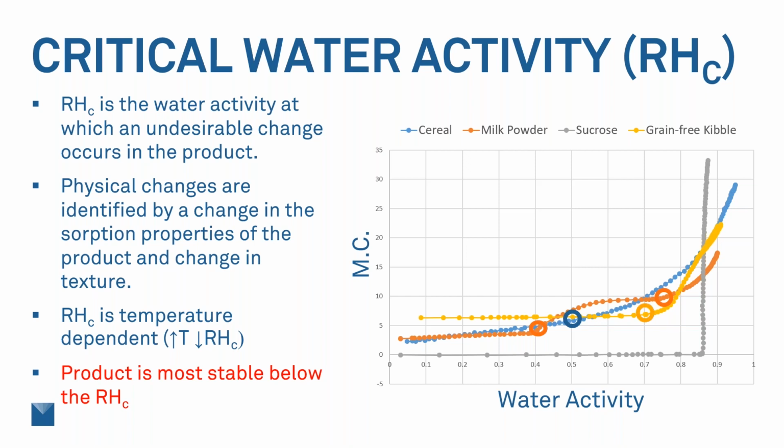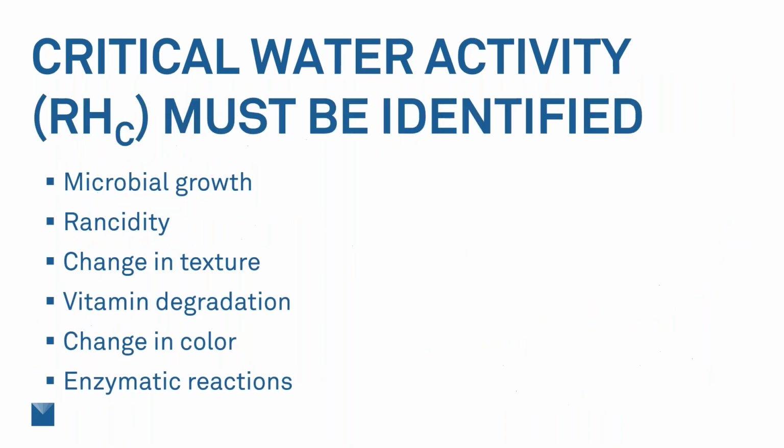For grain-free kibble, it's closer to 0.7 because of microbial growth. Pet food companies have to stay below that level. And then sucrose here, you can see that its critical water activity is all the way up at about 0.85, where you have a sudden increase in moisture content with just a small increase in water activity.